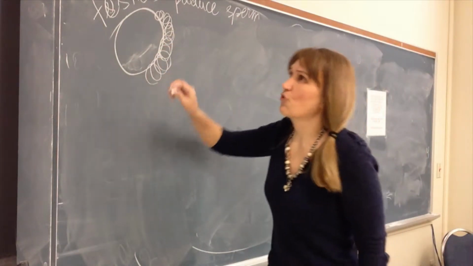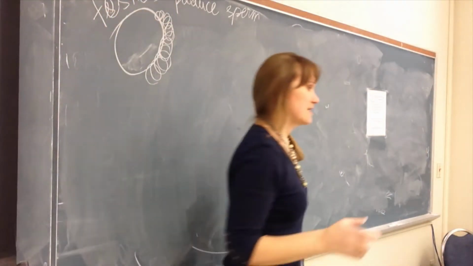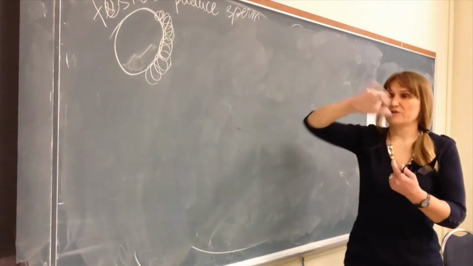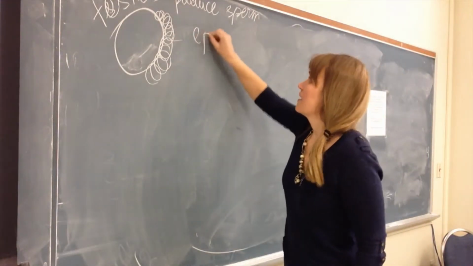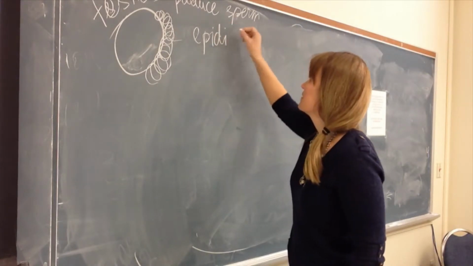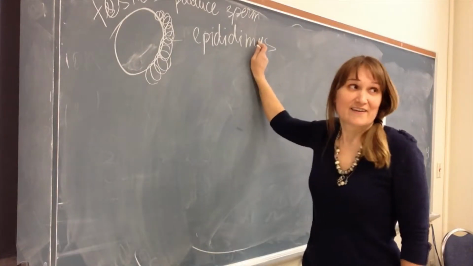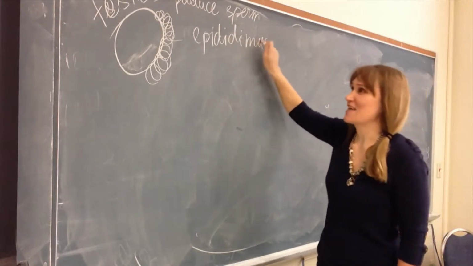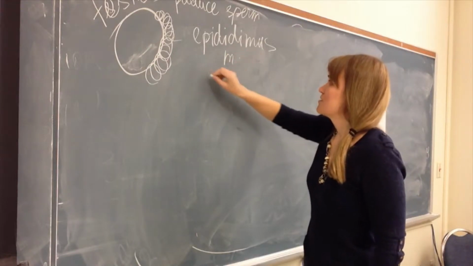I want you to draw a long coiled tube. It's right here. You will see in the lab on the model that it's kind of laying around the testes, and it's called the epididymis. Don't be confused with epiglottis or something that belongs to another system. It's epididymis. And put here: sperm matures.